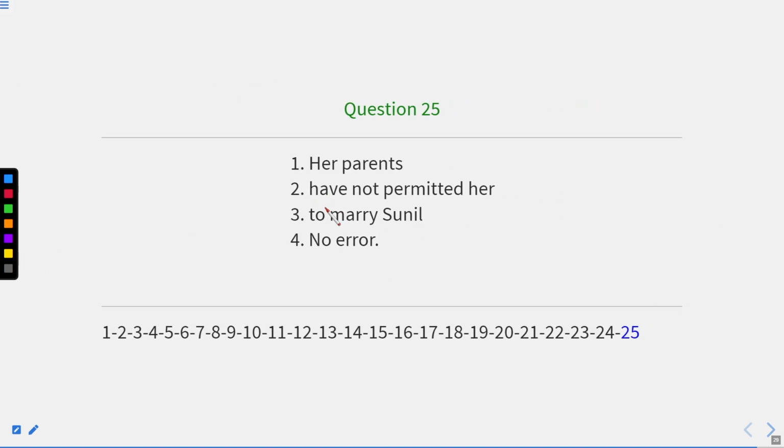That is the last question of today's session. Our parents have not permitted her to marry Sunil. So here the error will be in the second part of the sentence, have not permitted her. Okay. This is not right. So it should be, her parents have not permitted her to marry Sunil. So here the error is in part second.